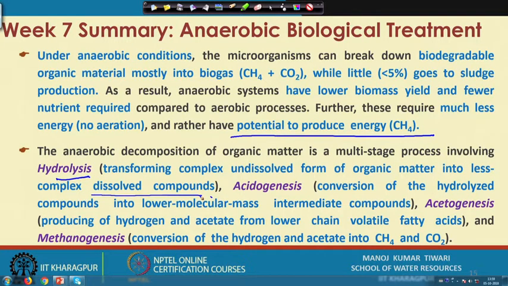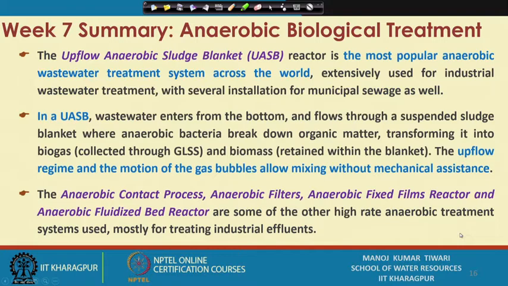Then acetogenesis, which uses these lower chain volatile fatty acids and finally produces hydrogen and acetate. The last one is methanogenesis, which converts the acetate and at times even hydrogen into methane and carbon dioxide. When it converts the acetate, it is called acetoclastic methanogenesis, and when it converts the hydrogen into methane, it is called hydrogenotrophic methanogenesis. So, that is what happens in the anaerobic processes.